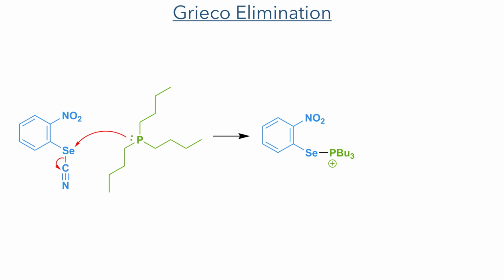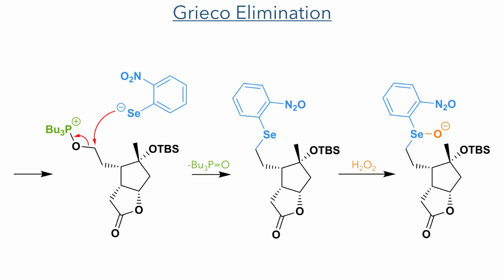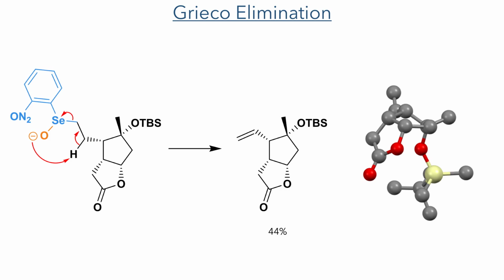Ortho-nitrophenylselenocyanate was first reacted with tributylphosphine, forming a phosphonium adduct upon the elimination of cyanide. This phosphonium species is then attacked by the hydroxyl group, which activates it as an electrophile, allowing it to be displaced by the selenide upon the elimination of phosphine oxide. The selenide is then oxidized using hydrogen peroxide. The resulting selenoxide then undergoes an elimination similar to the Cope rearrangement to form a double bond and eliminate the selenol. This produced the product in a 44% yield, and the structure was confirmed using X-ray crystallography.